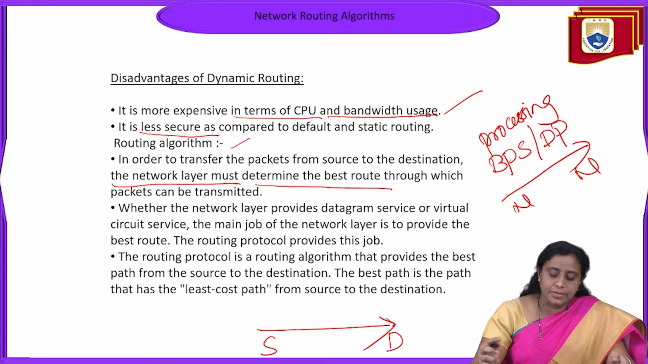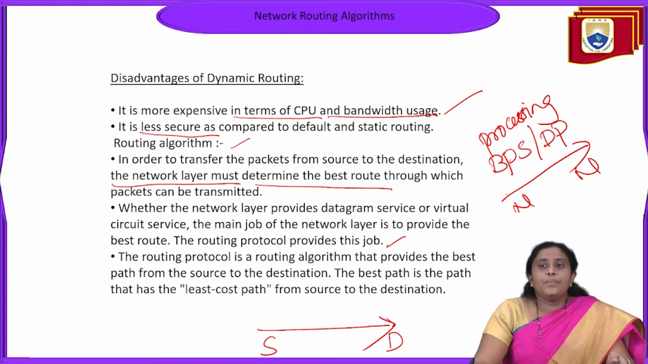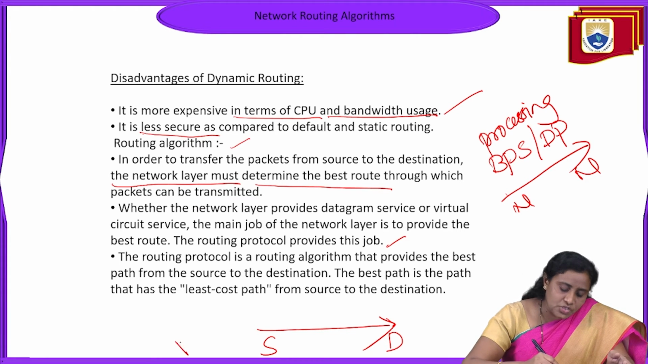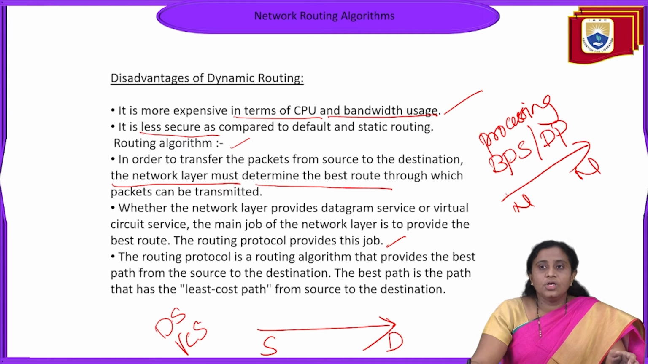Coming to the third disadvantage of dynamic routing: whether the network layer provides the datagram service or the virtual circuit service, the main job of the network layer is to provide the best route. The routing protocol provides this job.